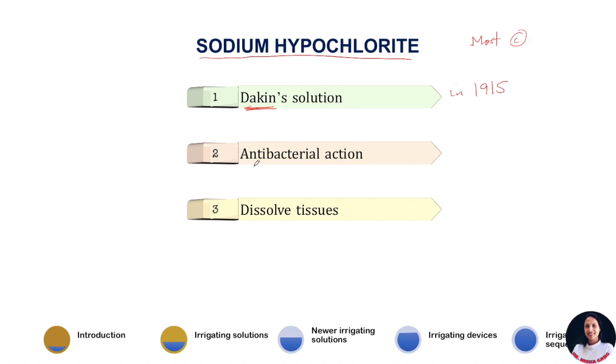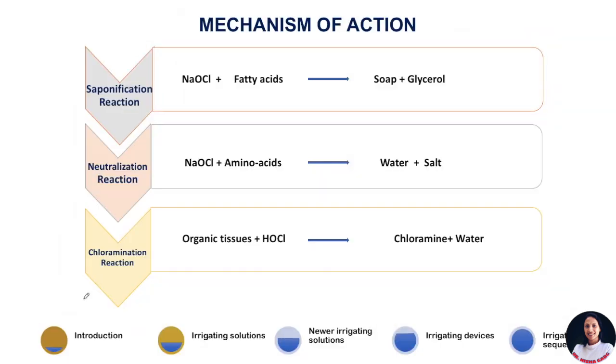It is best known for its antibacterial action, with broad-spectrum activity against vegetative bacteria, spore-forming bacteria, viruses, and fungi. Another property of sodium hypochlorite is its ability to dissolve organic tissues. But this tissue-dissolving property depends on its concentration, time of contact, and amount of sodium hypochlorite used as an irrigant. Now, if we look at the mechanism of action, basically three types of reactions occur during this antibacterial action. First is the saponification reaction, second is the neutralization reaction, third is the chloramination reaction. Now, we'll discuss each reaction in detail.